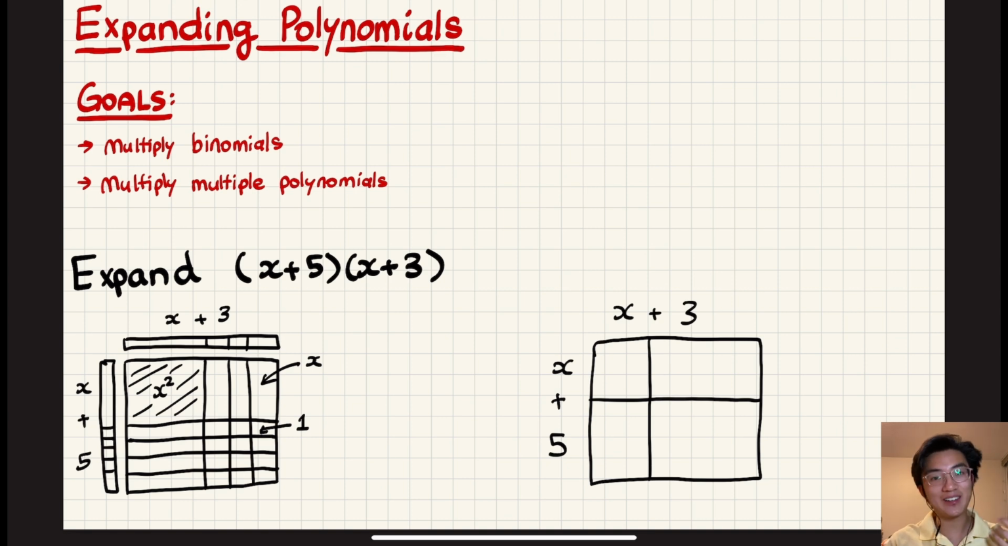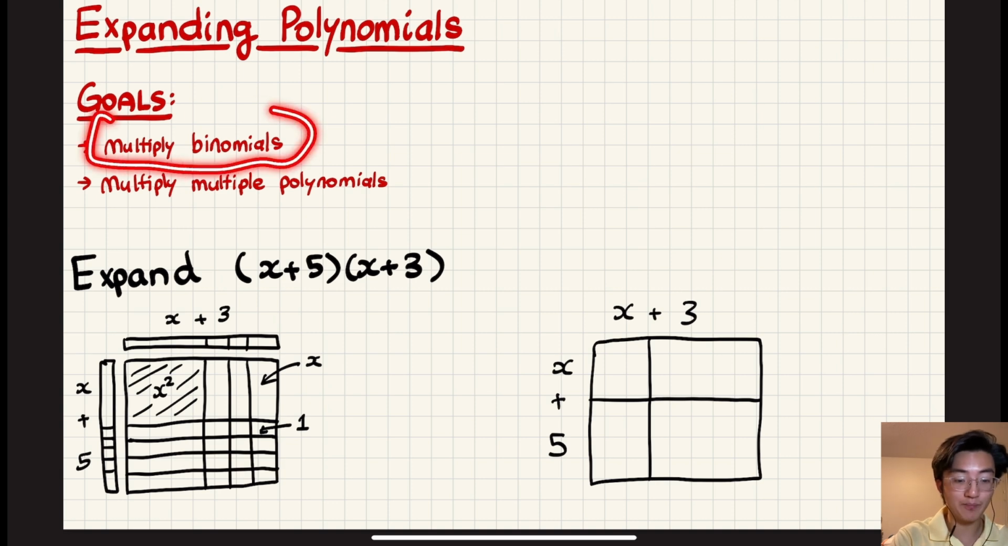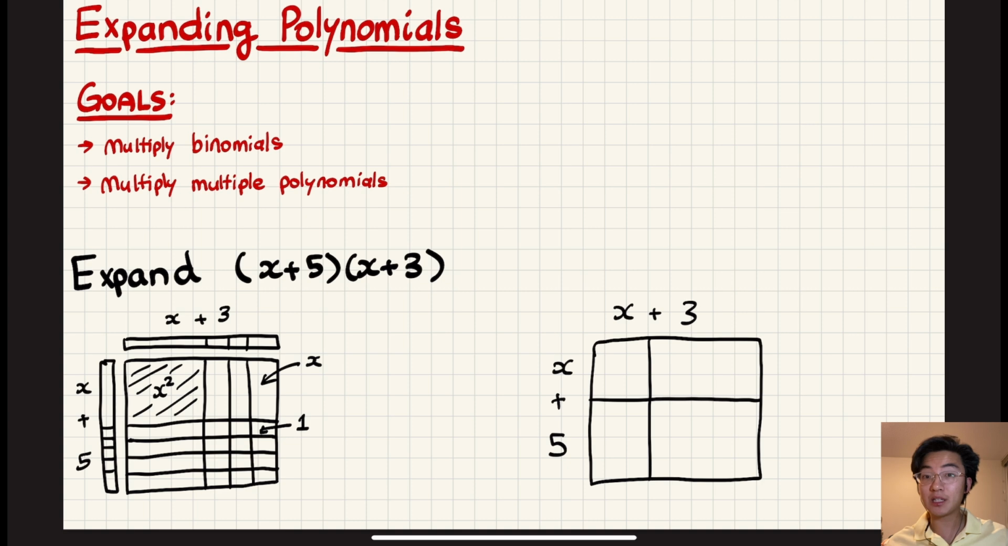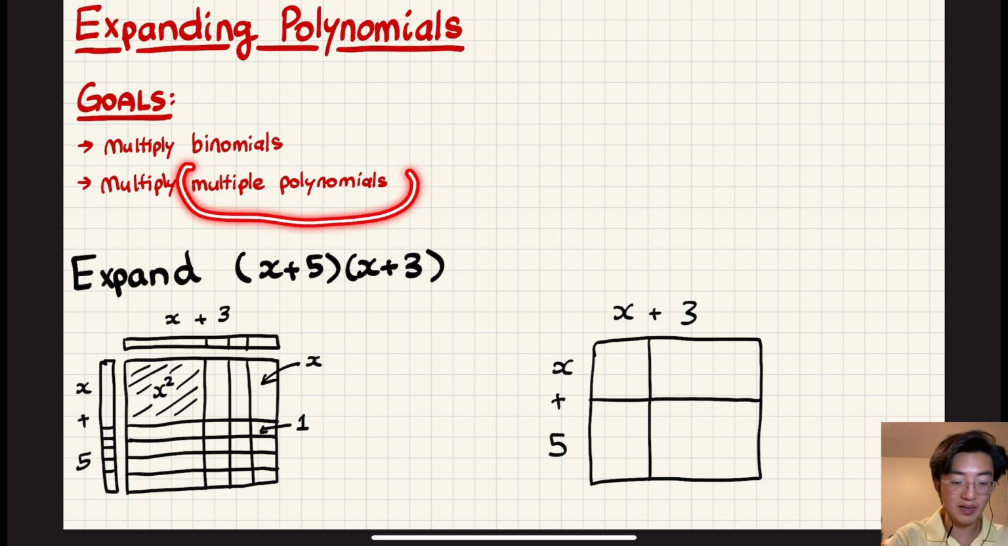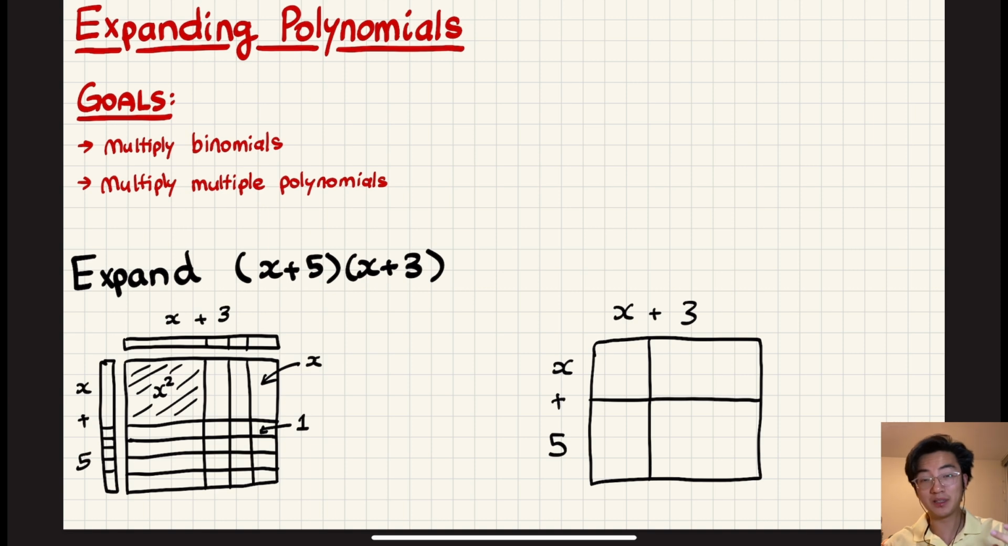Alright, welcome everyone to our lesson today on expanding polynomials. Today we'll first go over how to multiply binomials. So it's this stuff down here. And then using what we learned with binomials, we'll extend this to multiplying multiple polynomials. We'll start small and eventually work our way to multiplying a bunch of polynomials at once. So with that being said, let's just dive right into the binomials.